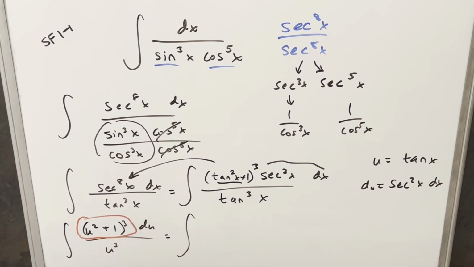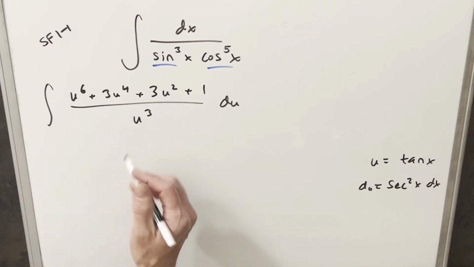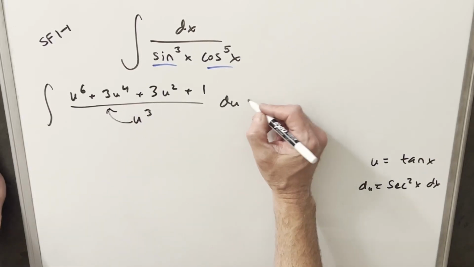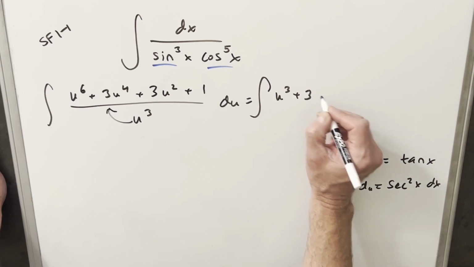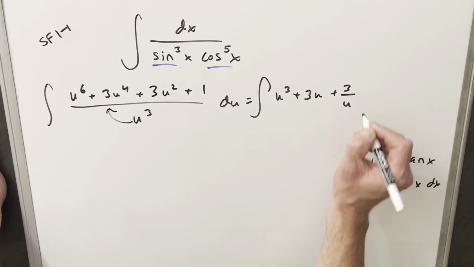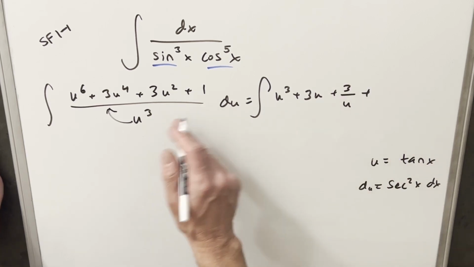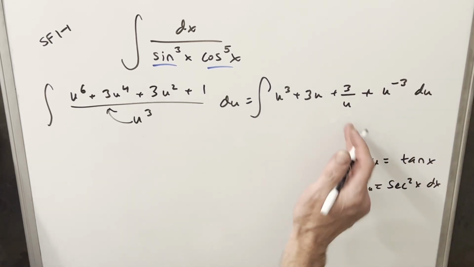Next, you could multiply this out, but I'm going to use Pascal's triangle to get the coefficients. I can write this as u to the 6th plus 3u to the 4th plus 3u squared plus 1, with u cubed in the denominator. Next, I'm going to divide the u cubed into each term. For the first term, we have u cubed. Then we have 3u. Then dividing here, this gives me 3 over u. And then the last one, 1 over u cubed, I'm going to write as u to the minus 3. Now this is really easy to integrate.